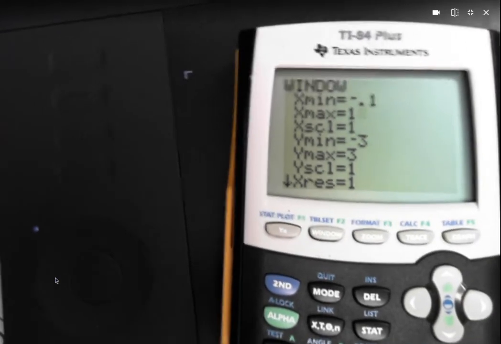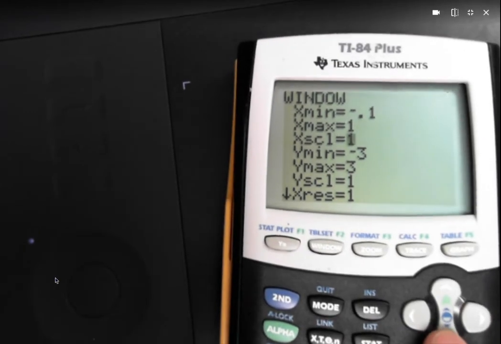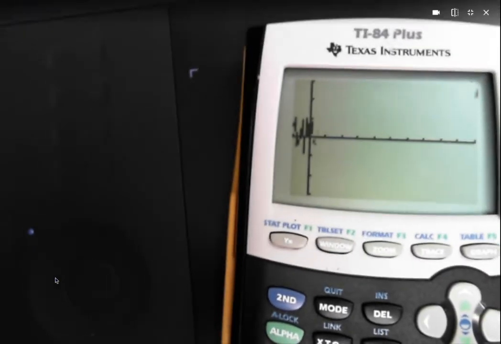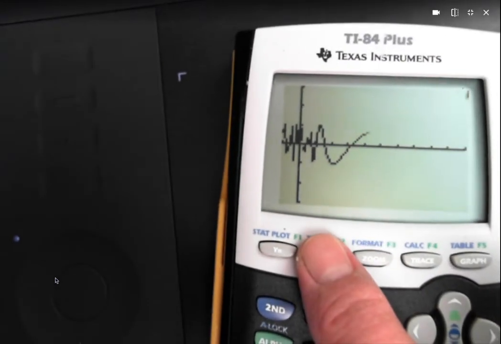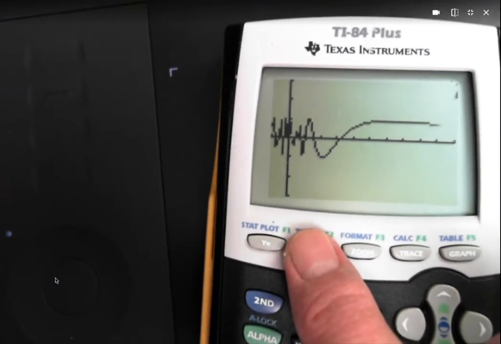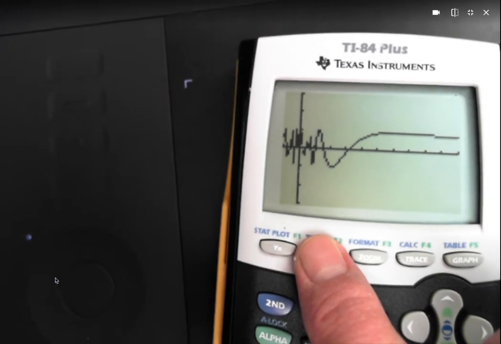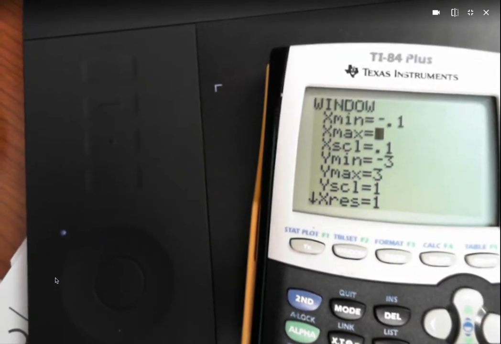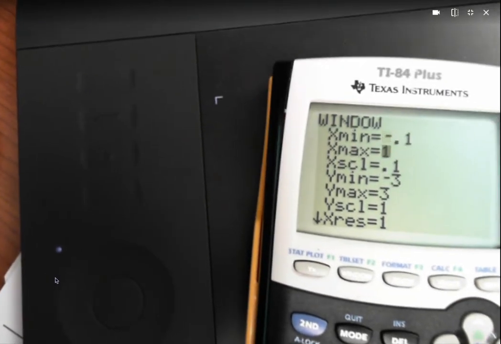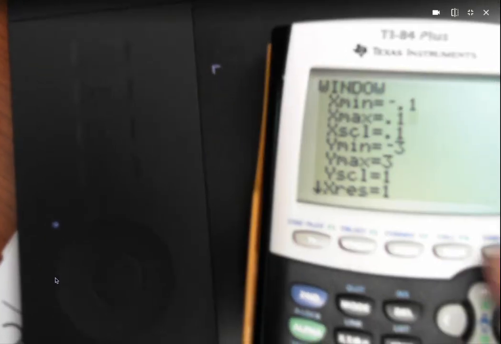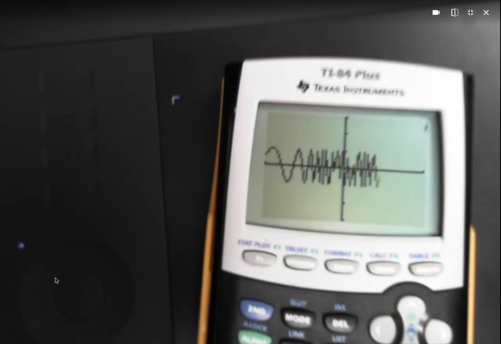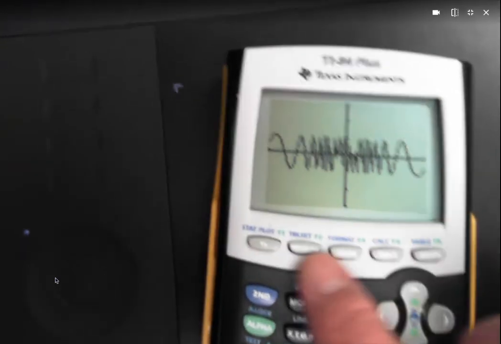I can even get closer. I said it wrong. Let me say the x values from -0.1 to 0.1. There we go. Now we should get a better view. Do you see how it oscillates back and forth? But what's happening at 0?